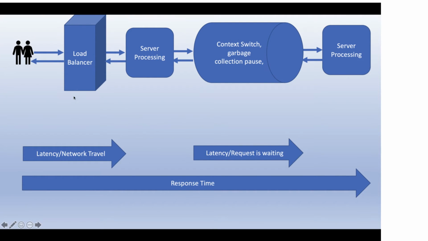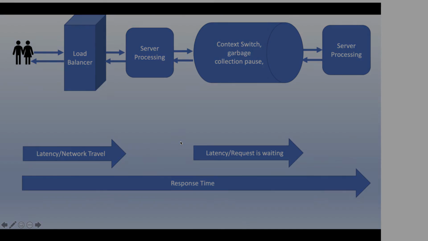If you see a normal request where you are a client requesting to the load balancer, your server is processing some context switch, garbage collection pause, all these things are happening, then again server processing, and then the response is returned to you. All the network travel, as you can see, is covered as latency. All the context switches, garbage collection pauses and so on are covered as latency. But the overall time required to get your response is treated as response time.